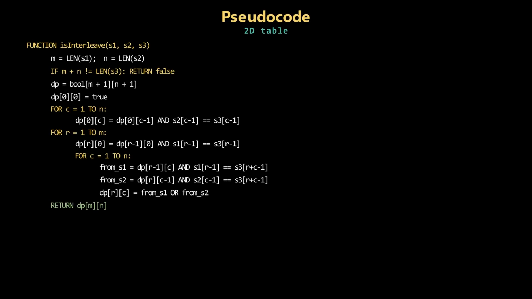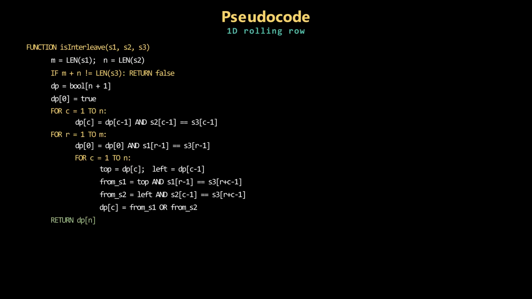Two-dimensional version: allocate an m+1 by n+1 Boolean table, seed the borders, fill every interior cell from its left and top neighbors, and return the bottom right answer. One-dimensional version: keep a single Boolean array of length n+1. Seed the first row, then overwrite that array for each row of string 1, reusing the old cell as top and the left neighbor in the same pass.